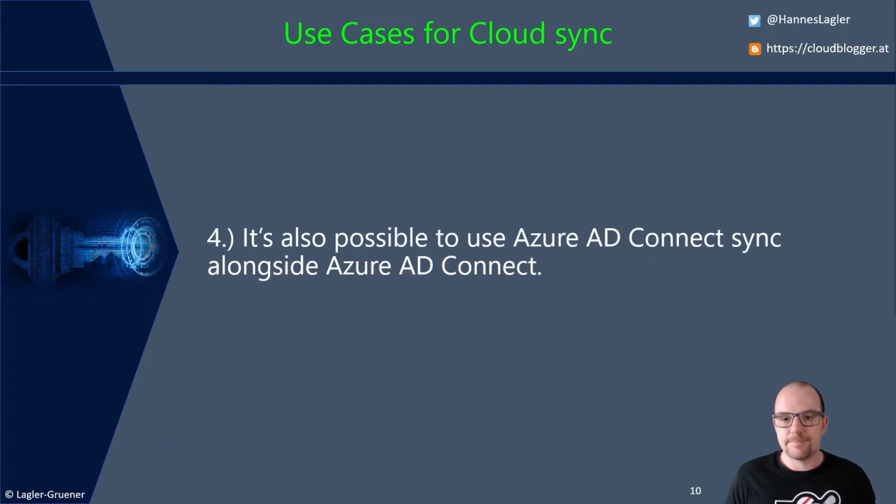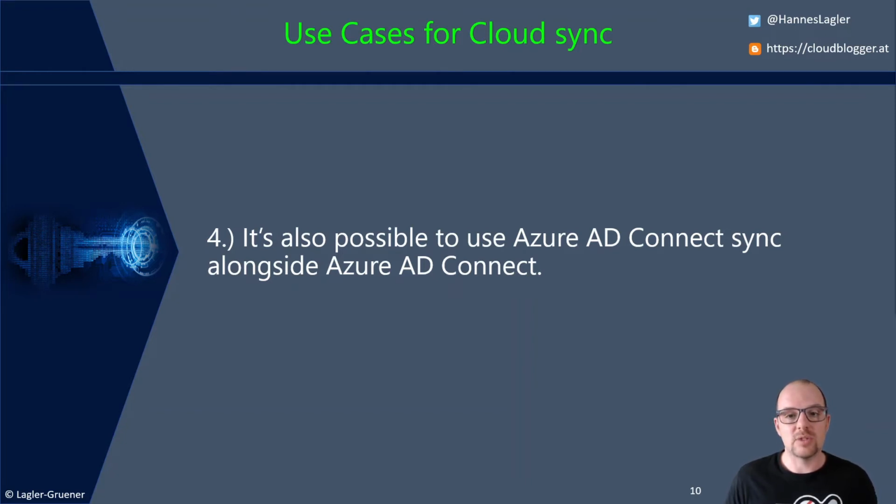And at the end, it's also possible, and this is the important part, to use Azure Active Directory Connect and also Azure Active Directory Cloud Sync. So if you need Exchange Hybrid, for example, you can install Exchange Hybrid in your main forest, and if you have a second forest which is disconnected from the main forest, you can use Azure Active Directory Cloud Sync. And this is the cool feature here, and this is the last use case for my demonstration.